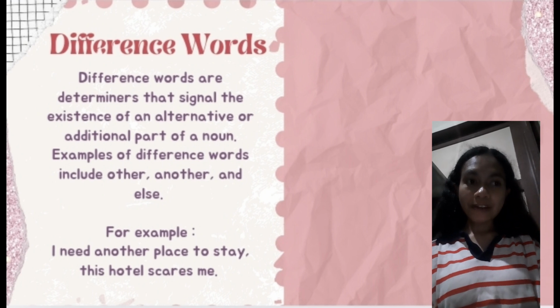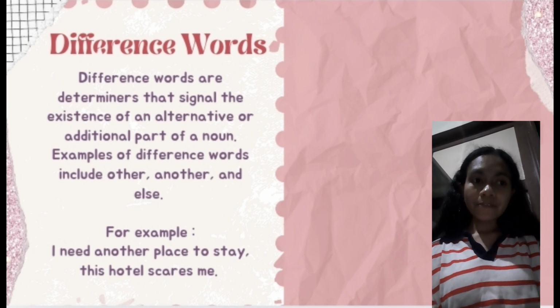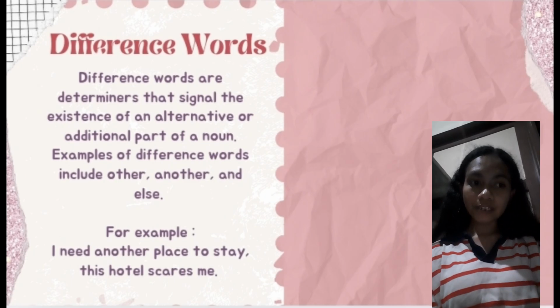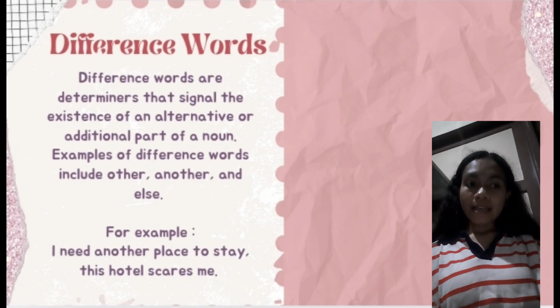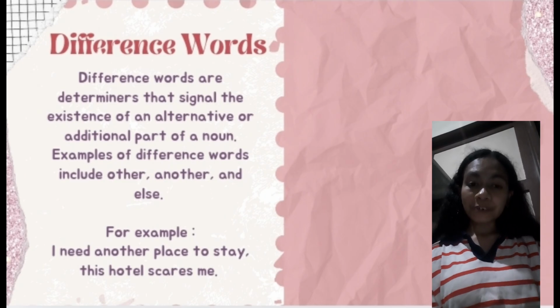Next is difference words. Difference words are determiners that signal the existence of an alternative or additional part of a noun. Examples of difference words include other, another, and else. For example, I need another place to stay. This hotel scares me.